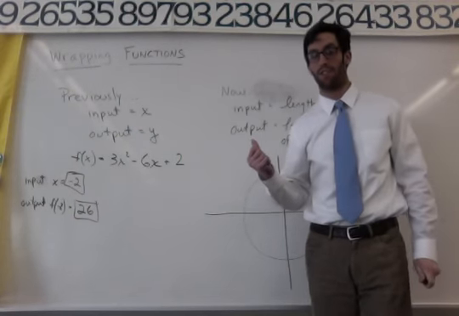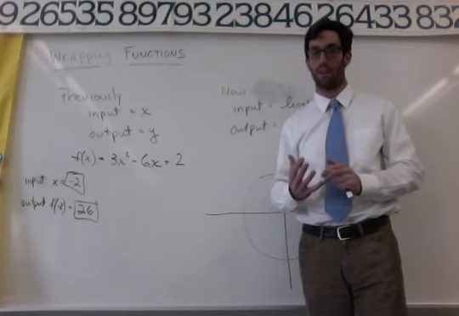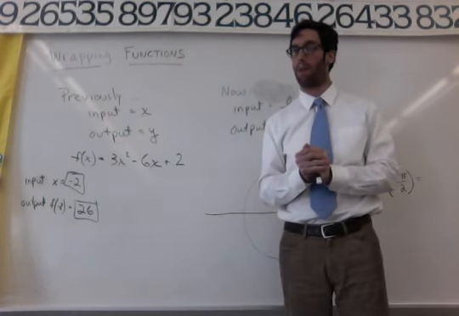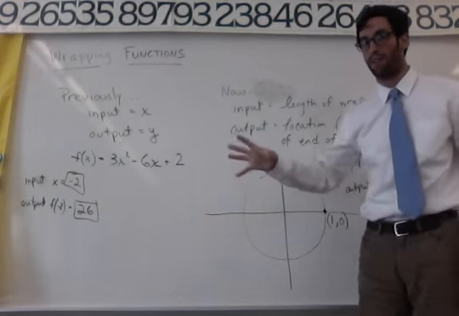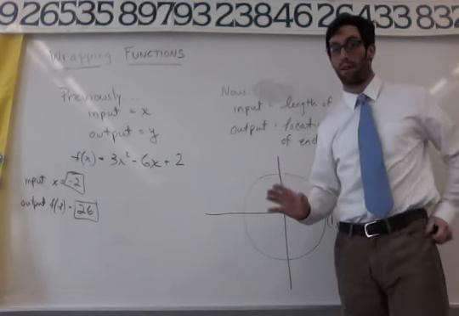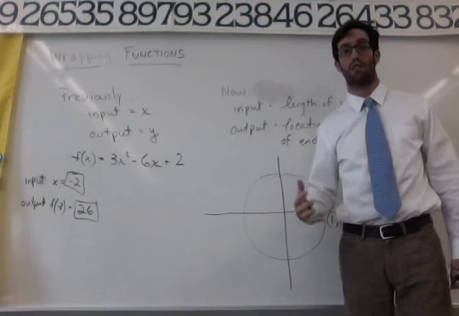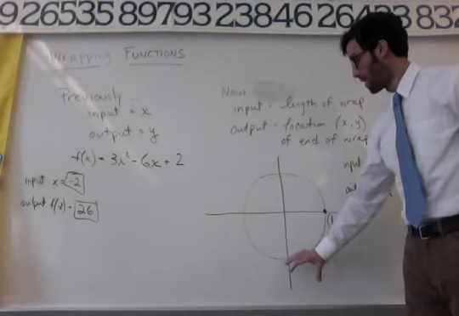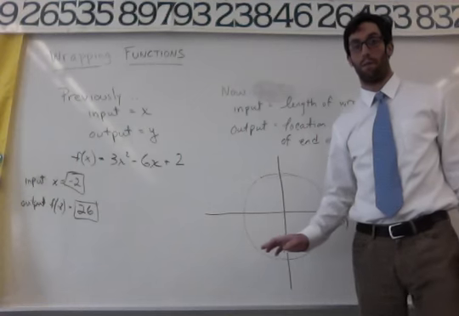With wrapping functions, you've got to wrap your mind around something brand new. The input is no longer just a number. Well, it is a number, but it's not just any old arbitrary number. It specifically means the length of a wrap. Generally we deal with wrapping functions as circles. So when you have a circle drawn here, our starting point will always be 1, 0.